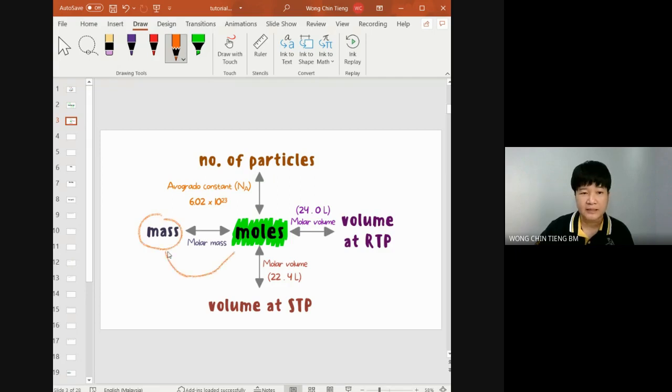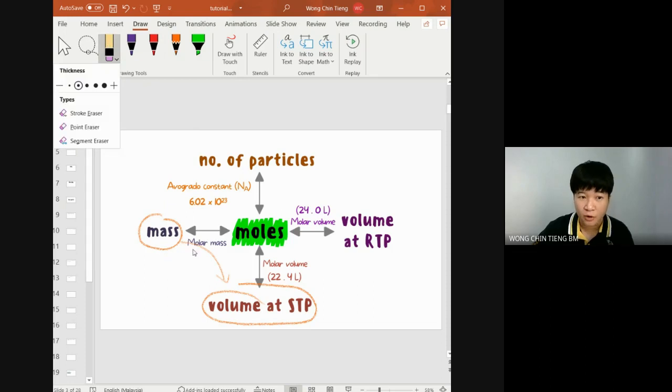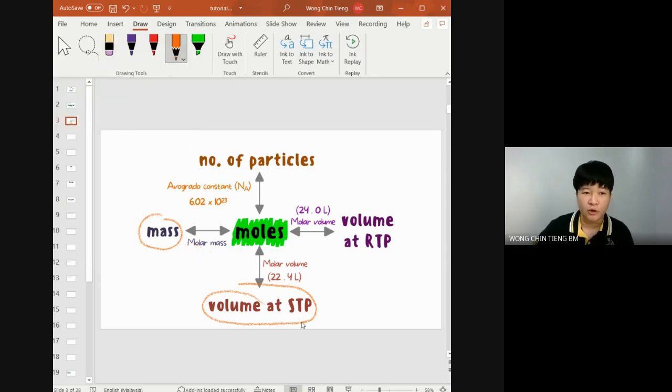Okay? Dengan kata lain, kalau teacher ada mass dan saya nak tukar kepada volume at STP. Alright? Boleh tak saya tukar terus? Tak boleh. Look at the diagram. The diagram is exactly like how it going to work. Your mass, kalau nak tukar kepada volume, your mass must go through number of mole. The number of mole will then change to volume.